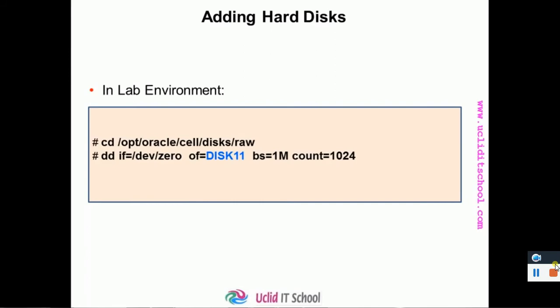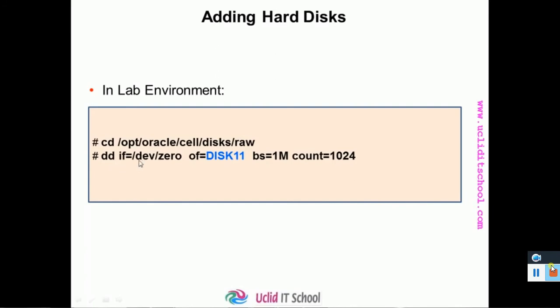In the lab environment, all the hard disk devices are created under the /opt/oracle/cell/disks/raw directory. This is the directory where the disk devices should be created so that your storage server can detect them. And we are using the Linux dd command to create a device.